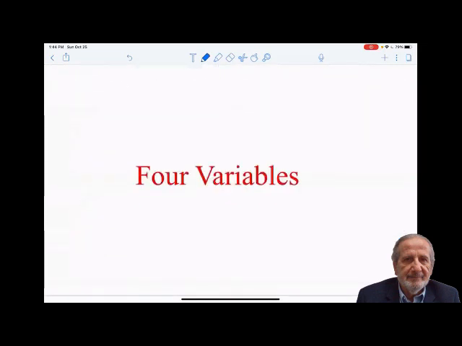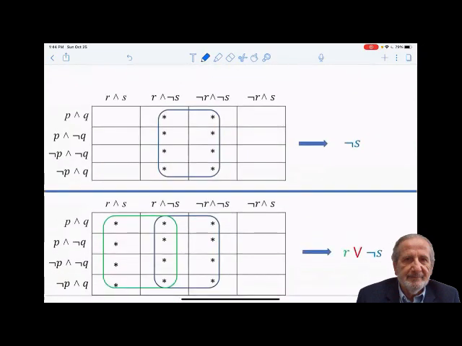Now we're going to move to more interesting situations for variables. I want to make sure you understand how those are arranged, because if you make a mistake in arranging those, it won't work.